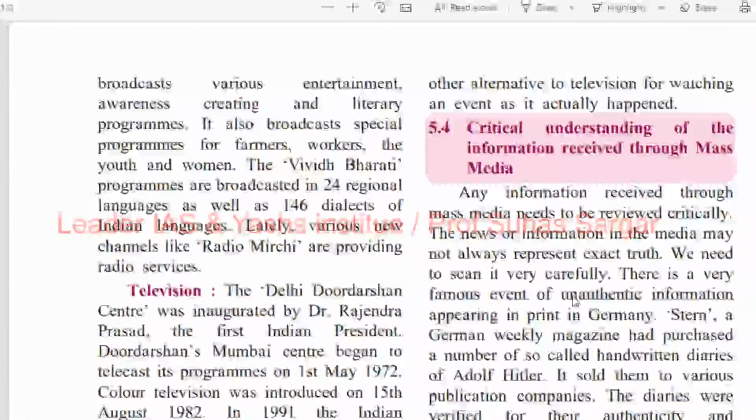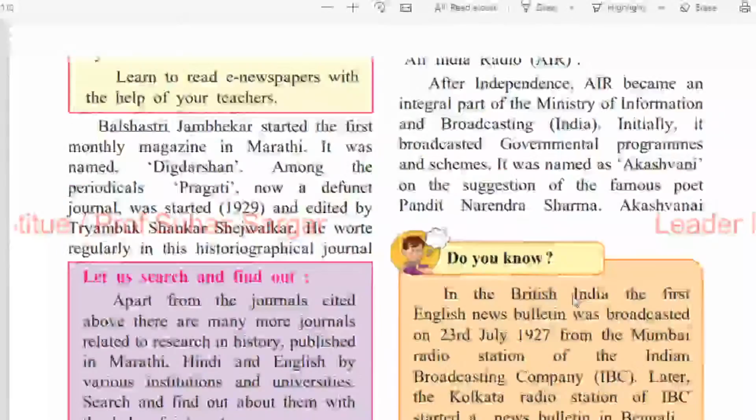Akashvani broadcast various entertainment, awareness-creating, and literary programs. It also broadcasts special programs for farmers, workers, youth, and women. The Vividha Bharati programs were broadcast in 24 regional languages as well as 146 dialects of Indian languages. Lately, various channels like Radio Mirchi are providing radio services.